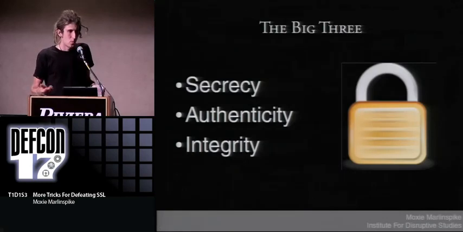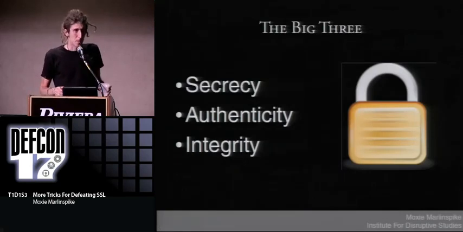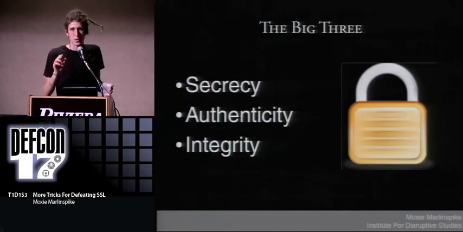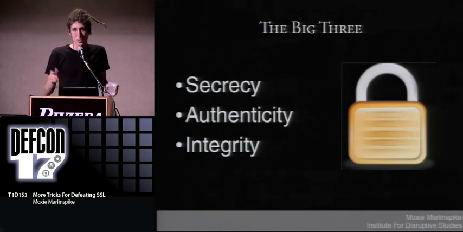Now, when designing a secure protocol, the three big things that you're after are secrecy, authenticity, and integrity. Most people talk about secrecy. They think of encryption and they think secrecy. But if you don't have authenticity and integrity, you don't have anything. They're critical, and we will see why.